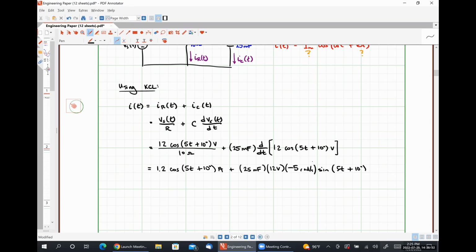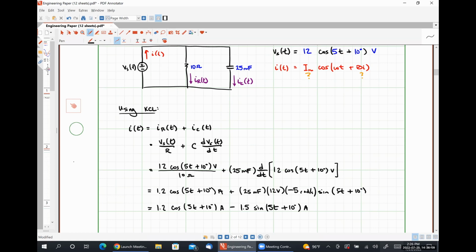All right, so now I'm just going to multiply things out here. So I'm going to get 1.2 cosine 5t plus 10 degrees amps minus 1.5 sine 5t plus 10 degrees amps as well. Okay. So what we have found is that our response, instead of being a single sinusoid, is now a combination of sinusoids.